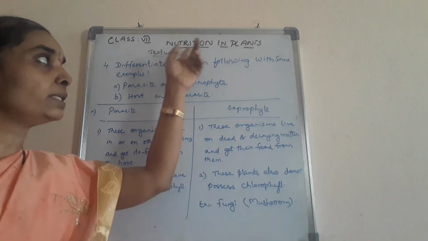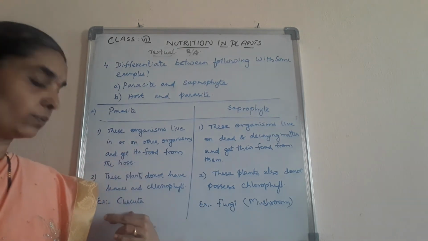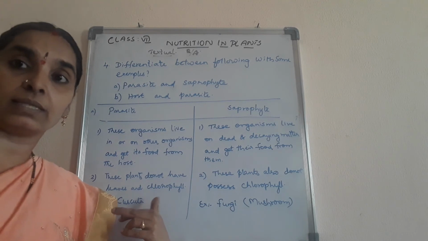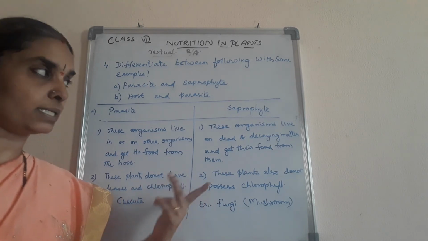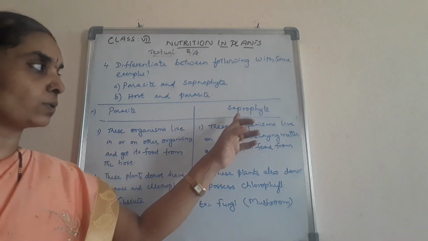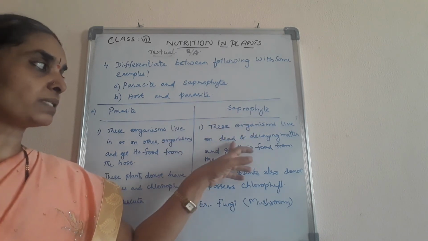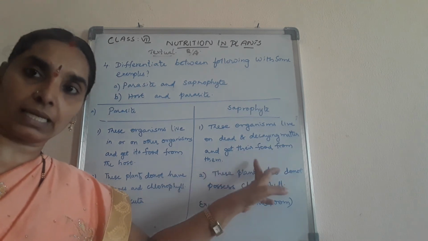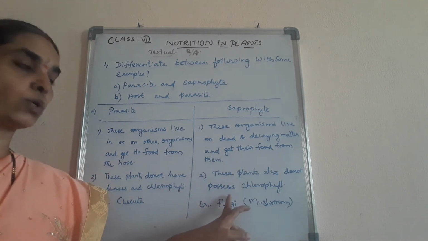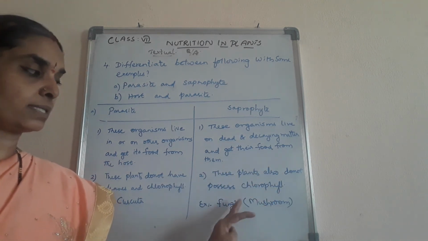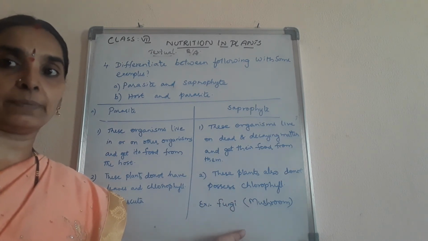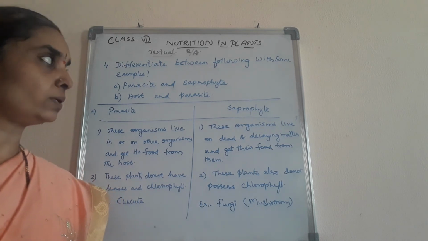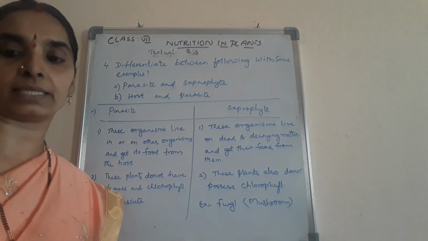But here we are dealing with nutrition in plants. I am giving the example of only the plants, and the other ones I have also told you while I was explaining the lesson about Orobanche and all, isn't it? You can write down those examples also. Saprophyte: these organisms live on dead and decaying matter and get their food from the dead and decaying matter itself. These plants also do not possess chlorophyll. The examples are fungi, and mushroom is an example of it. Note down this.